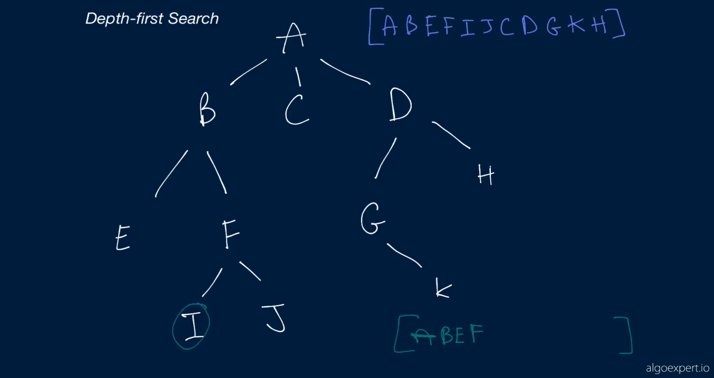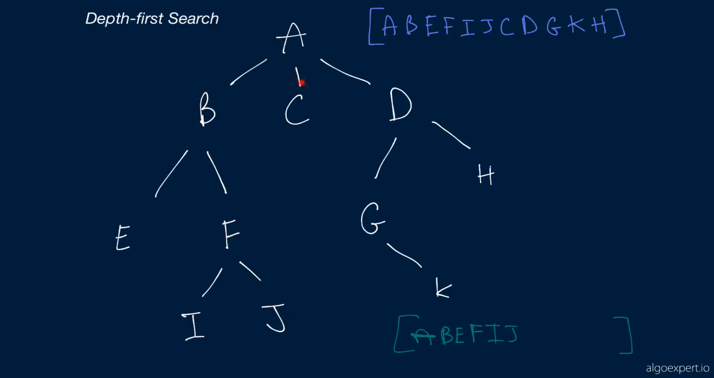Start with I, add I to the final array, then call depth first search on the child nodes of I, but we don't have any because we're at the end of a branch. We've explored this entire branch. So now call depth first search on J. We're here now. Can add J to the final array, call depth first search on any child nodes that J might have, but it doesn't have any. So we're done with this branch.